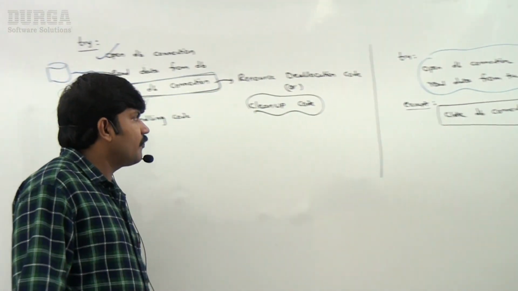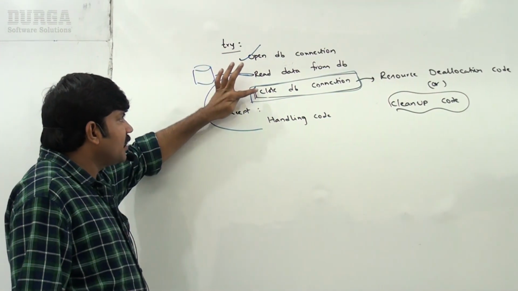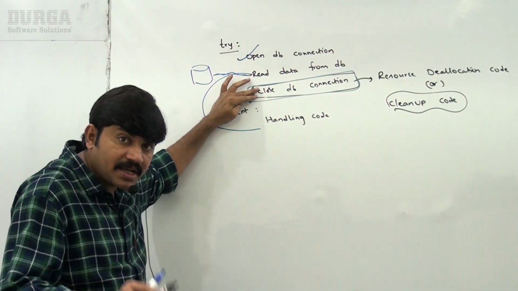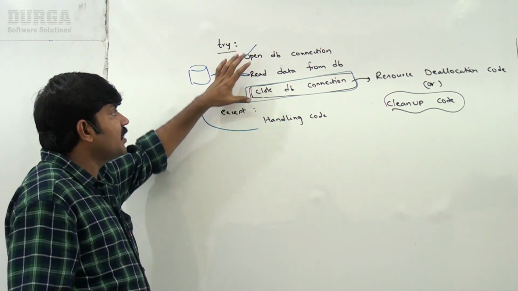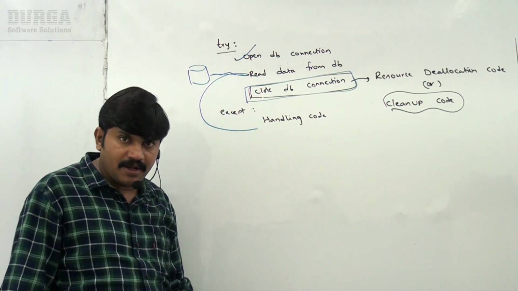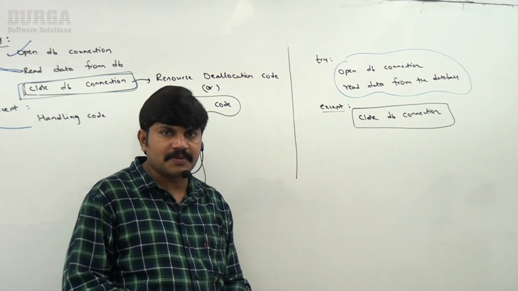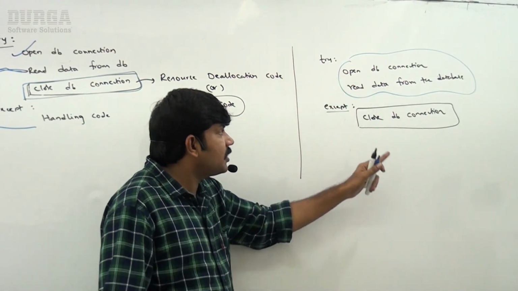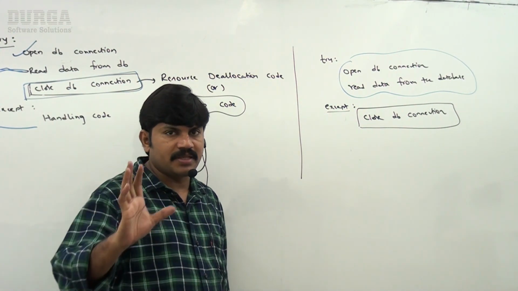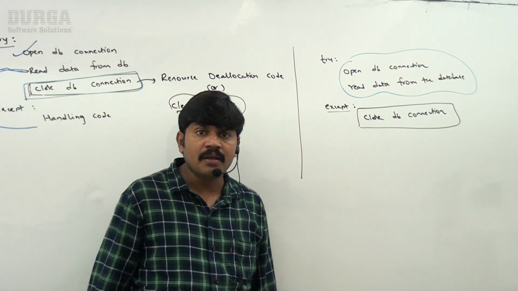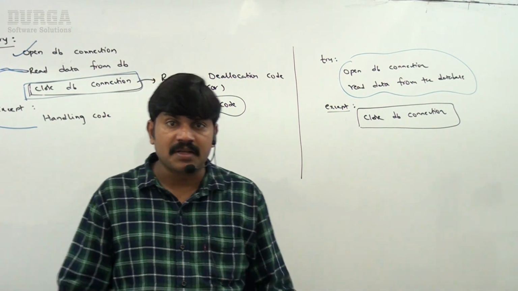Sir, observe very carefully. Never maintain cleanup code inside a try block, because there is no guarantee for execution of every statement inside a try block. Never maintain cleanup code inside an except block, because if there is no exception, then the except block is not going to execute. Okay, so where do I have to place cleanup code?